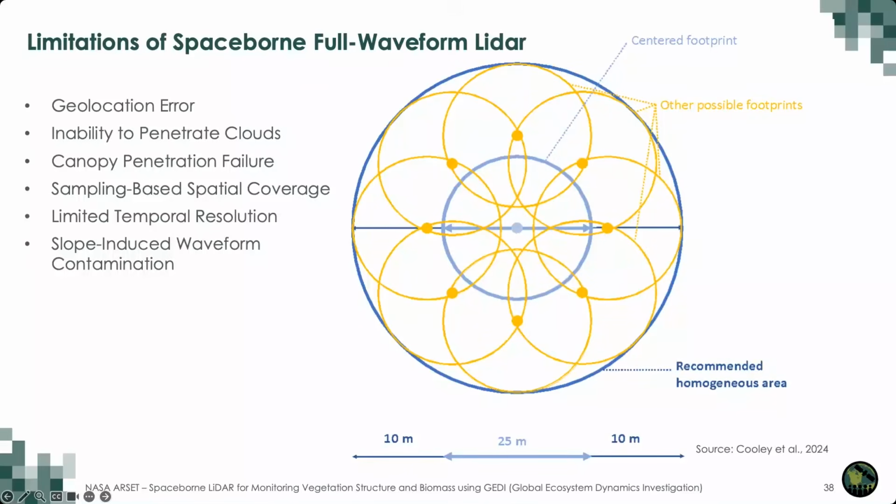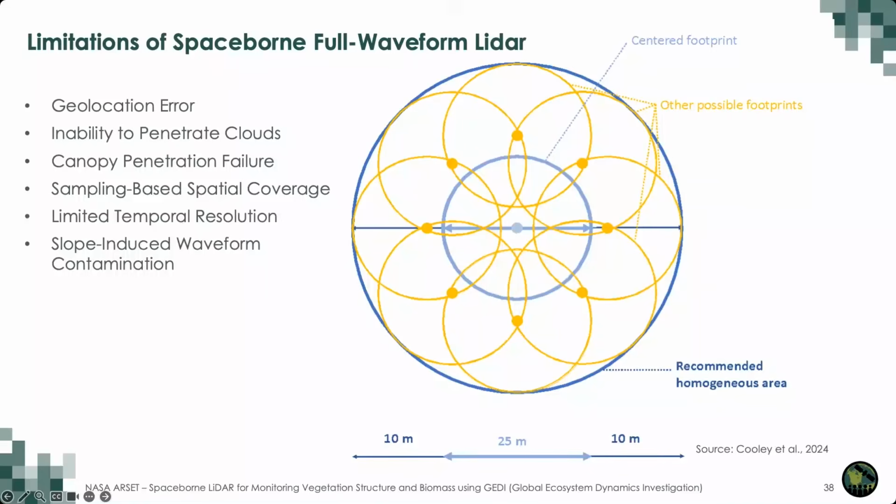Another related limitation is that of limited temporal resolution. Due to the spatial sampling of the GEDI mission, the sparse spatial sampling, it is very rare for any of the GEDI footprints to be repeated and observed a second time. There are some cases where this happens, but there are not very many over the globe.